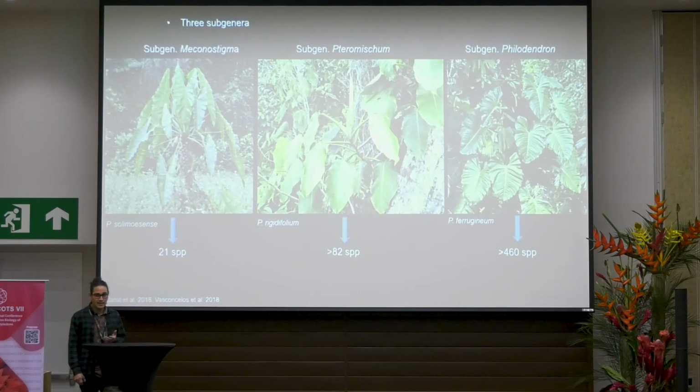About the infrageneric classification, there are three subgenera. The subgenus Meconostigma consists of species from the Amazon basin, with about 21 species that are strong philodendrons, and most of the species are terrestrial. Then the subgenus Pteromischum, with distribution in Central and South America and some Caribbean islands, consists of about 82 species. Most of the species are vines. And then the subgenus Philodendron, with more than 460 species, has the same distribution as Pteromischum, and the life forms are variable.